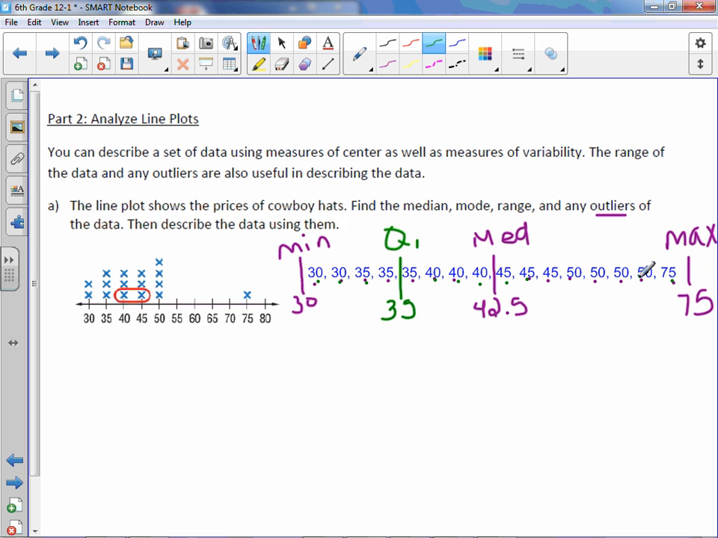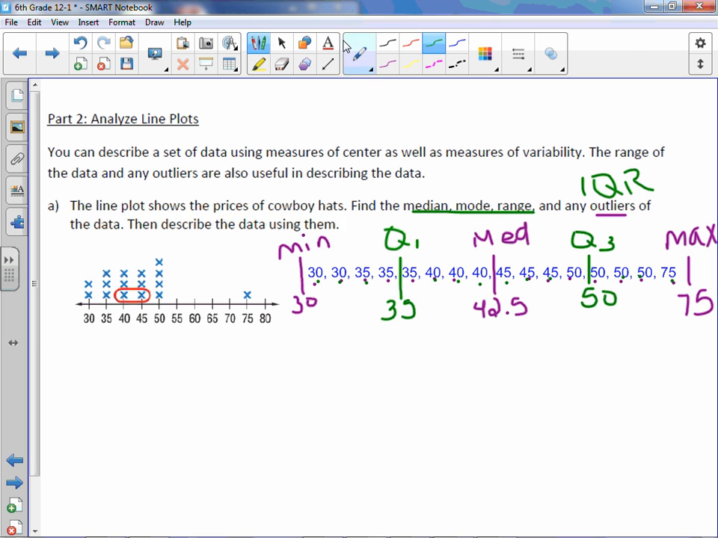And quartile 3 is between 50 and 50. Add them, divide by 2, we still get 50. Okay. So we do need to know the median, mode, range, and any outliers. To find outliers, we need to know the interquartile range, so I will find that as well.